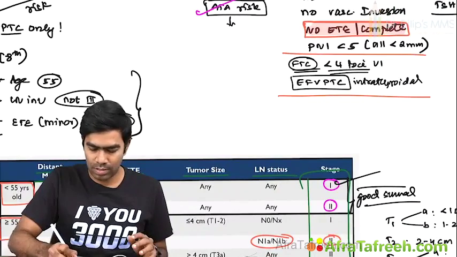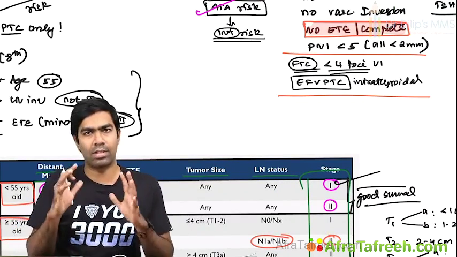And ATA also has some intermediate risk categories. What are the points that will come under ATA intermediate risk? Number one, this is usually for PTC only. We don't consider FTC. Remember, MTC is a completely different thing, so we don't worry about MTC. And anaplastic, again, we're not going to be worrying about that as well, so that's completely conservative and palliative management. So we are talking about PTC and FTC in detail here, which I told multiple times before starting this topic.